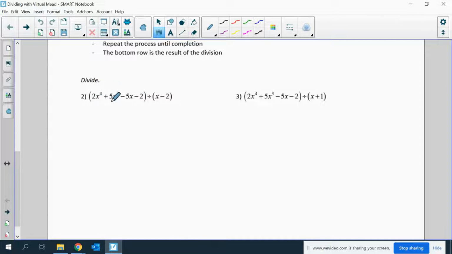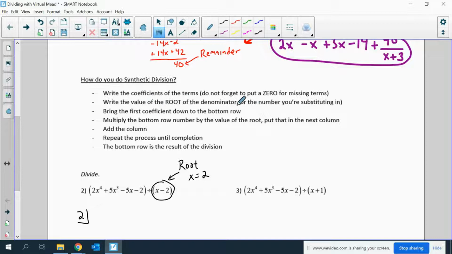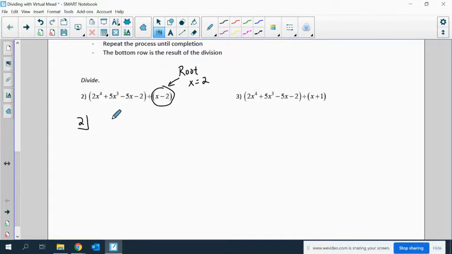So if I have 2x to the fourth plus 5x cubed minus 5x minus 2, the value of the root of this, if I were dividing by x minus 2, or if I were factoring x minus 2, I would say that it's a root at x equals 2. Because that is the root, that's the number that I'm putting over here. Then I write the coefficients of these, 2, 5, 0. Since I'm missing an x squared term, I write a 0x squared. Then -5 and -2.